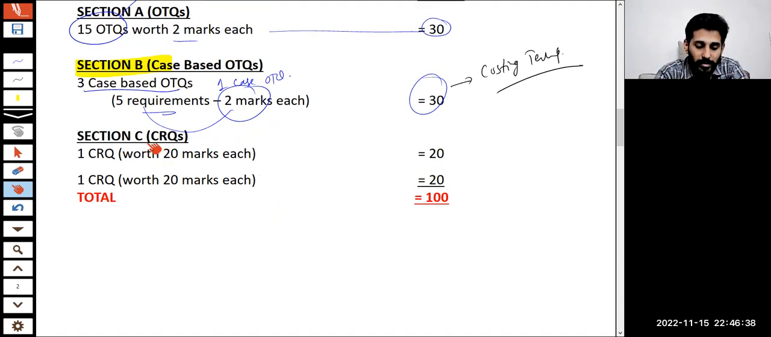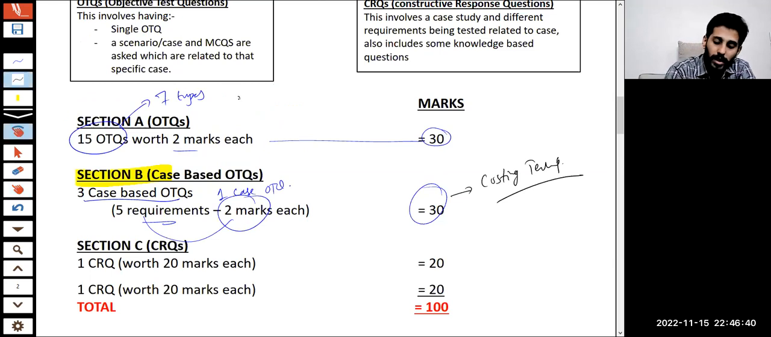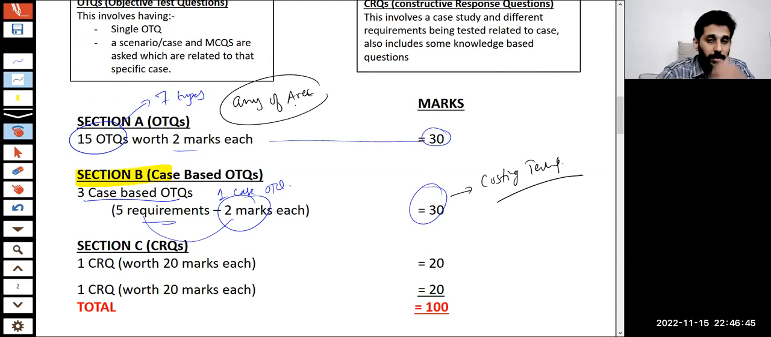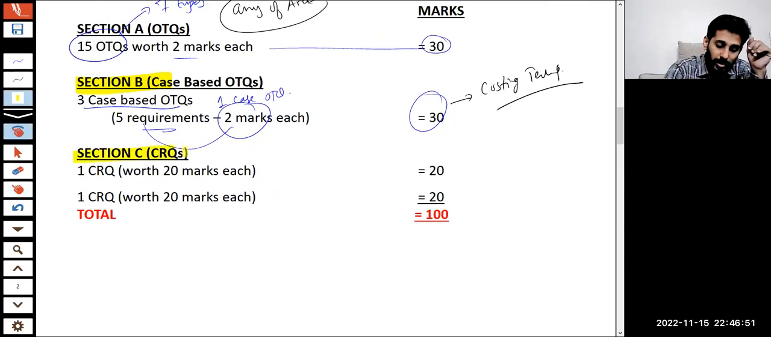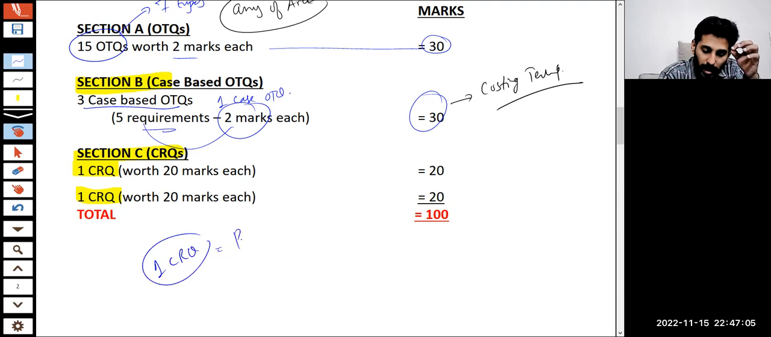Secondly, you will be having CRQs. Now, for the MCQs, it is any area of the syllabus, and I would be guiding you for this as well. And then there would be Section C, and it is CRQ. You will be having a total of 2 CRQs. One CRQ would be examined from the performance measurement section.